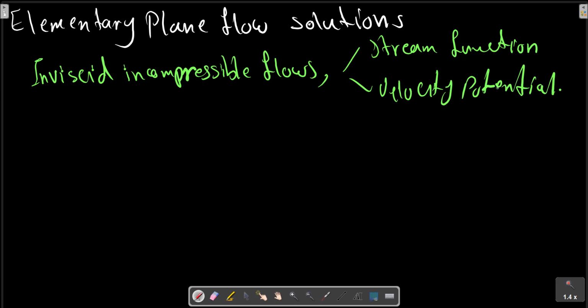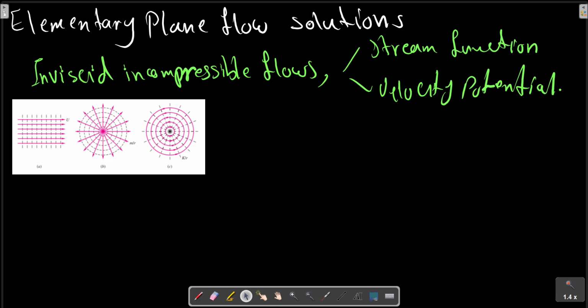Many solutions make use of the superposition principle, so we begin with the three elementary building blocks, also illustrated in the picture below. A, which is shown also here, a uniform stream in the x direction.